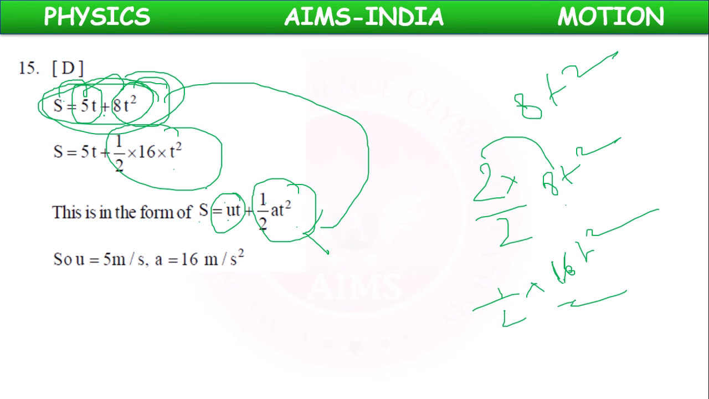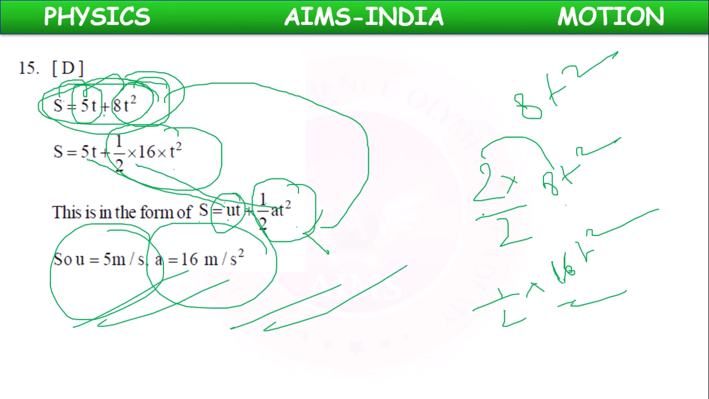Now if we compare them, in the place of u, we have 5. In the place of a, we have 16. So u value 5 meter per second, a value 16 meter per second square. This is the answer.